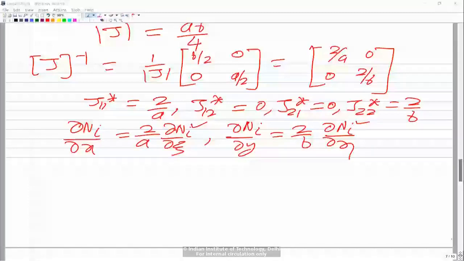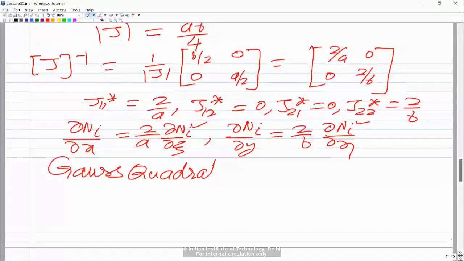Now I want to talk about Gauss quadrature numerical integration. Although there are other numerical integration schemes, with this one, with a lesser number of calculations, you actually evaluate the matrices accurately. So this is what is used in finite elements, and we call it Gauss quadrature numerical integration.